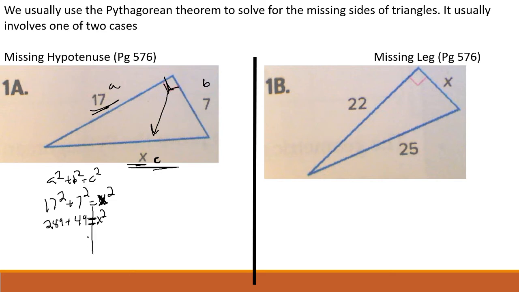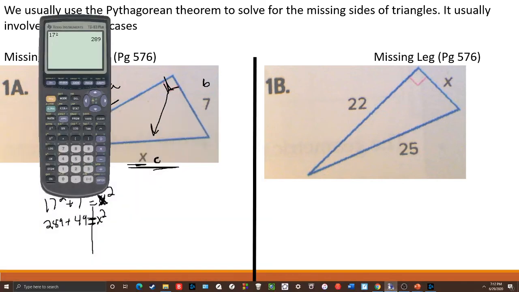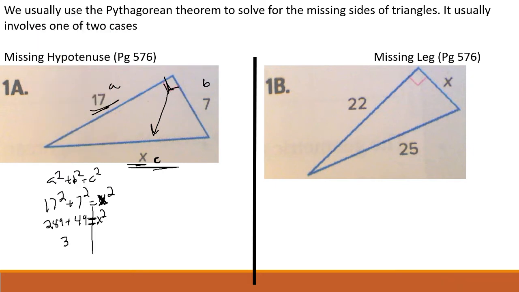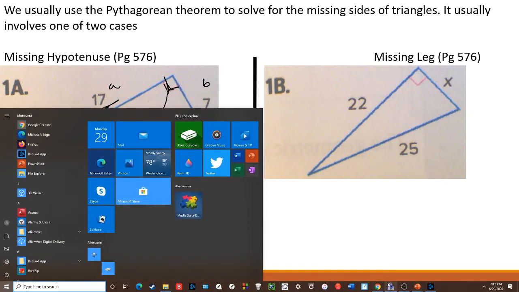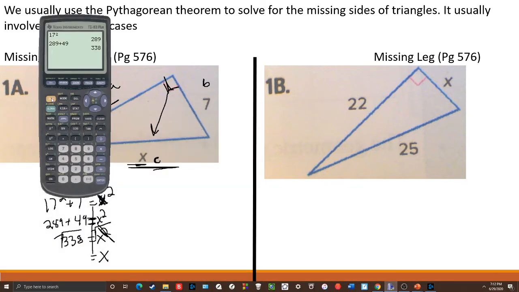Draw a line down the middle here. And then I add these together. So 289 plus 49 gives me 338 is equal to x squared. Then I square root both sides. Again, the reason I'm square rooting is to get rid of the square. So square and square root cancel out, and I'm left with just x, which is what I want. It's like adding and subtracting, canceling each other out. And so then I square root 338. I get about 18 point, we'll say 4.